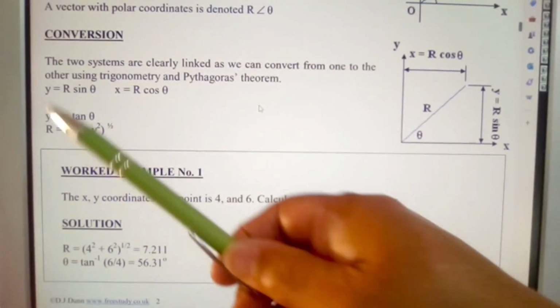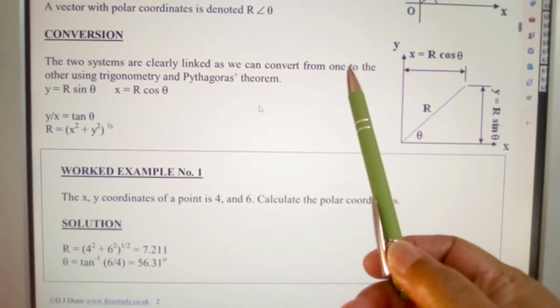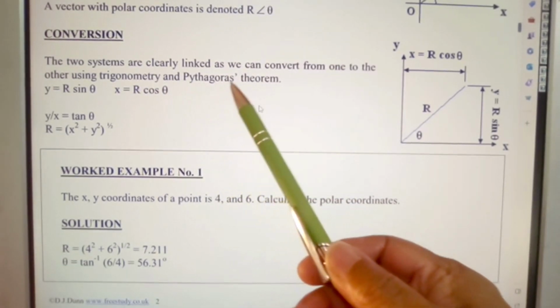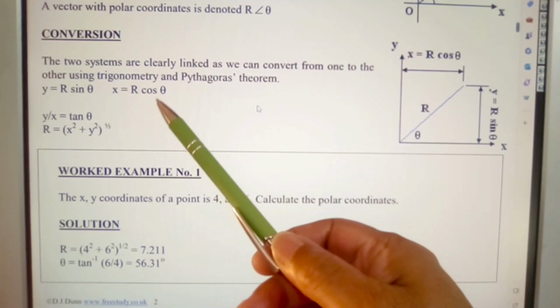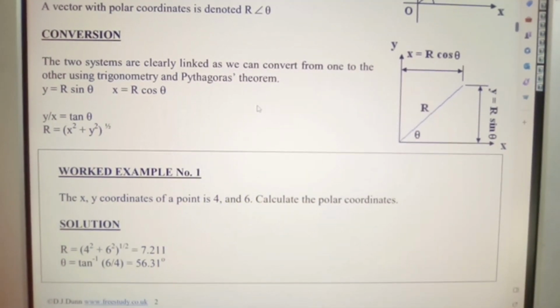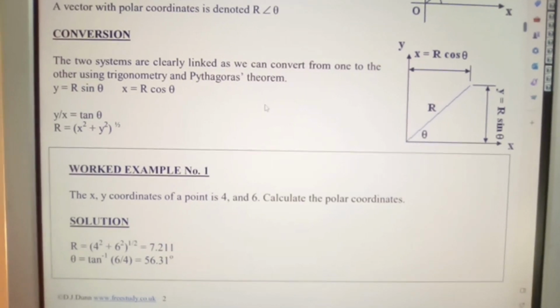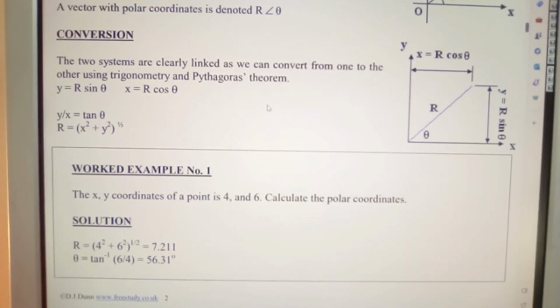Now conversion. The two systems are clearly linked, as we can convert from one to the other using trigonometry and Pythagoras' theorem. y equals r sine theta, x equals r cos theta. The angle I call theta, you can call it whatever you know or have been taught to call it. But that's the way I remember it.